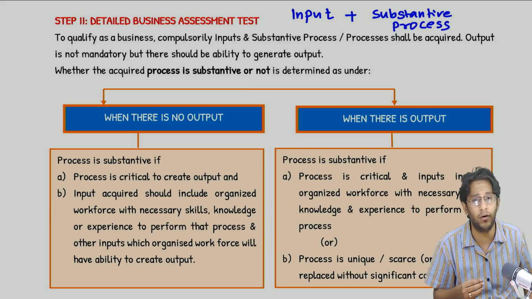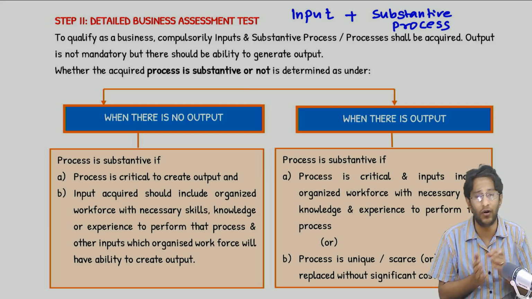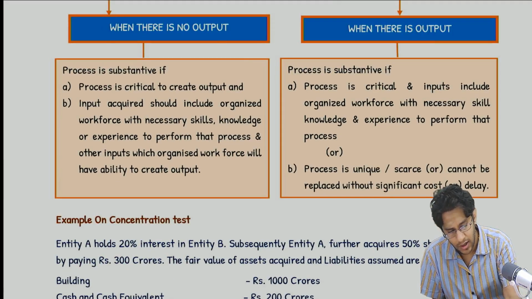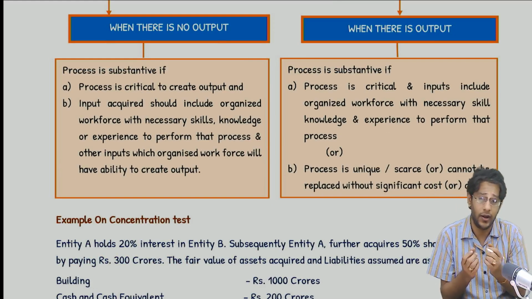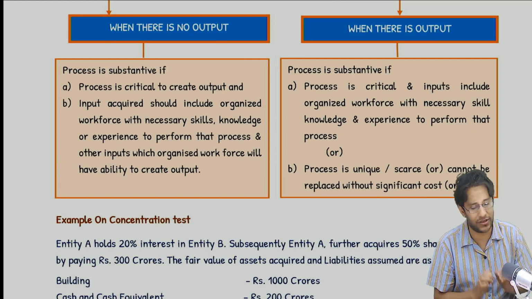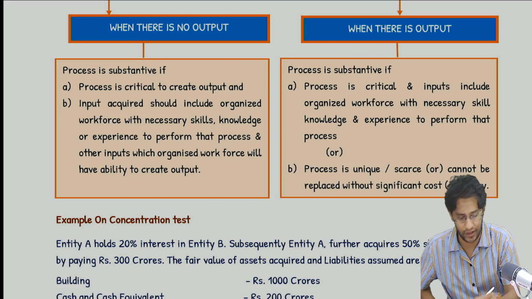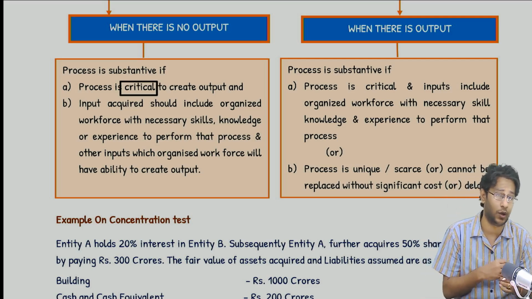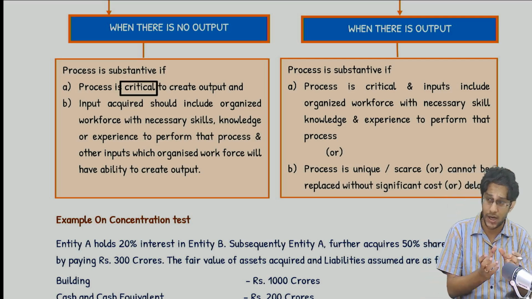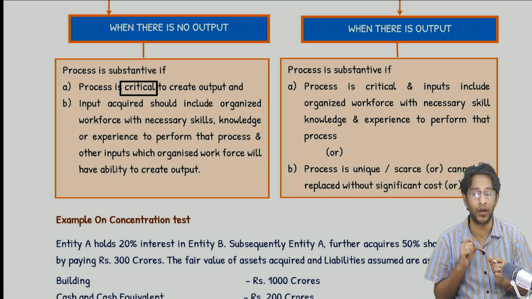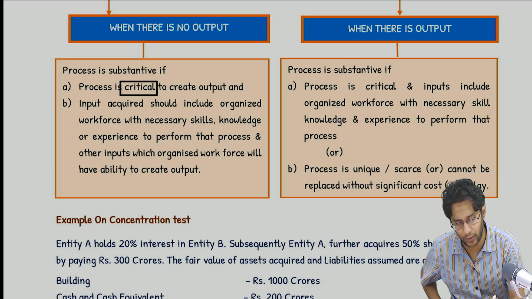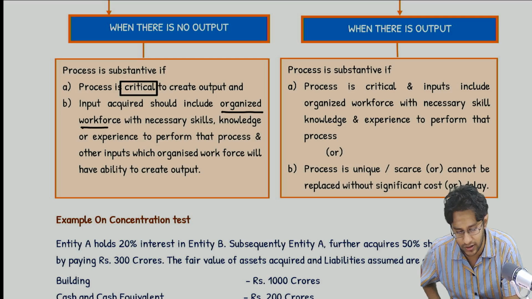Now, again, they are further explaining whether the process I have taken is substantive or not substantive. How will we decide? For that, the guidance given in the standard is like this. If the setup you have acquired is already not generating output, then what you must ensure is that the processes you have taken must be critical to generate output. Today output is not there, but if the processes you have taken over are not taken over, then creating output is impossible. That kind of process is what you should be taking over. Not only that, you would have taken over inputs, the assets and all. Along with that, an organized workforce is also required. That means employees with skill, knowledge and experience are required.